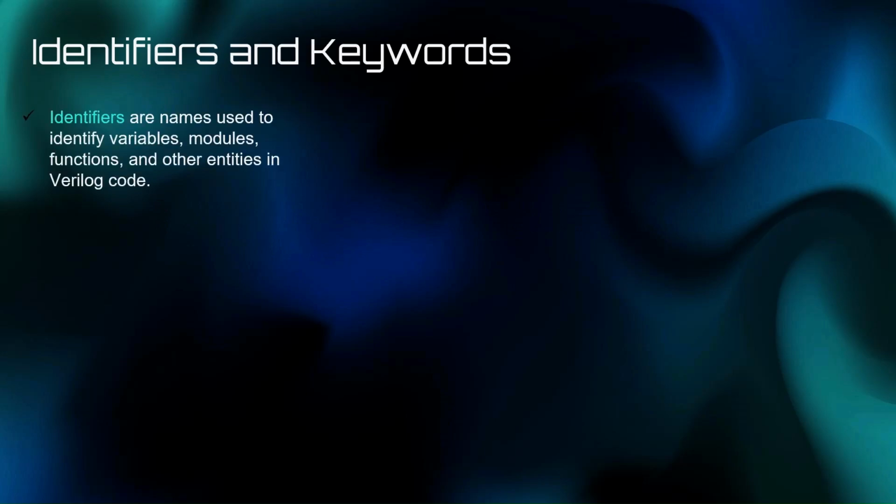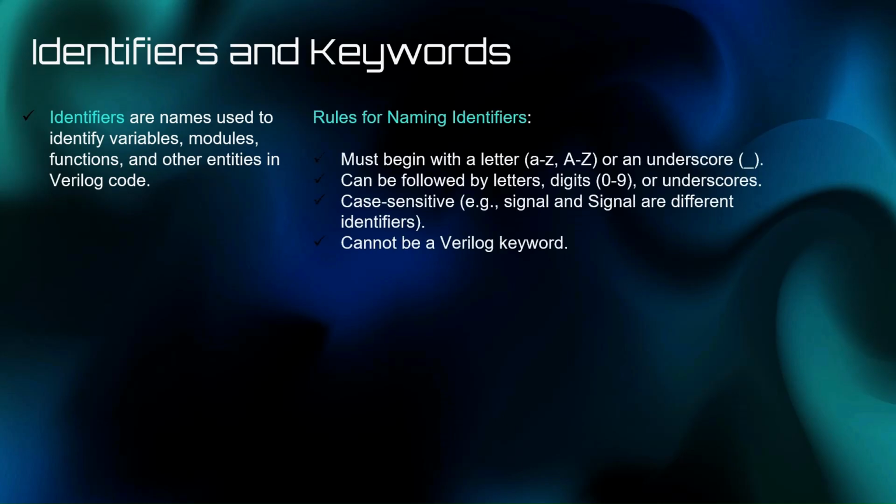In Verilog, identifiers are names used to identify variables, modules, functions, and other entities in your code. Identifiers must begin with a letter or an underscore. They can be followed by letters, digits, or additional underscores. It's important to remember that identifiers are case sensitive, so signal and Signal are considered different names. Additionally, identifiers cannot be Verilog keywords. These rules ensure that your identifiers are both unique and meaningful in Verilog code.